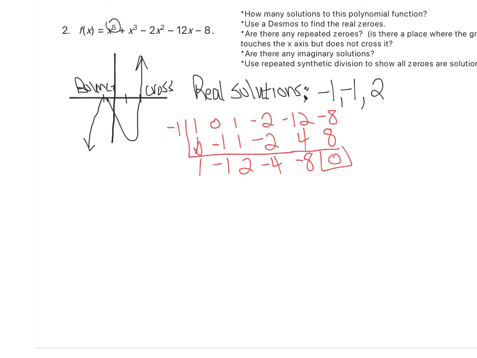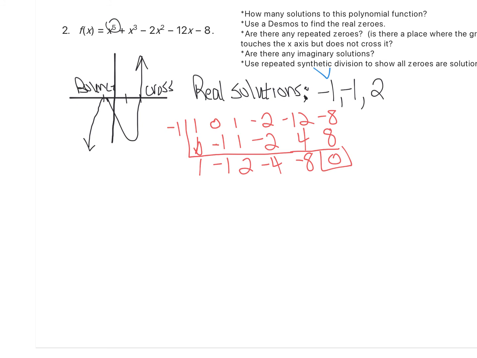If you do not get a 0 right there as your remainder, you have done synthetic division incorrectly, because remember, each of these factors, the real solutions, will divide evenly into the polynomial. So if that is not a 0, go back and double check that you've done it correctly. Okay, so now we've done 1 of our real solutions.